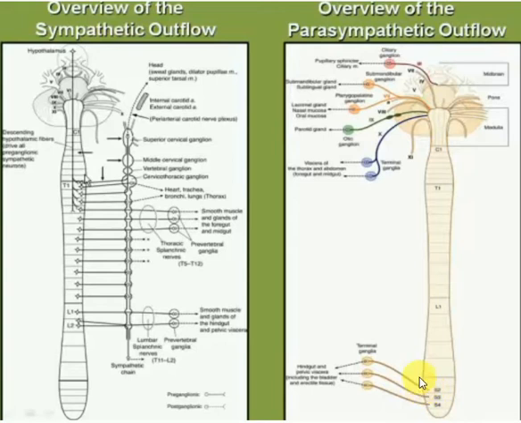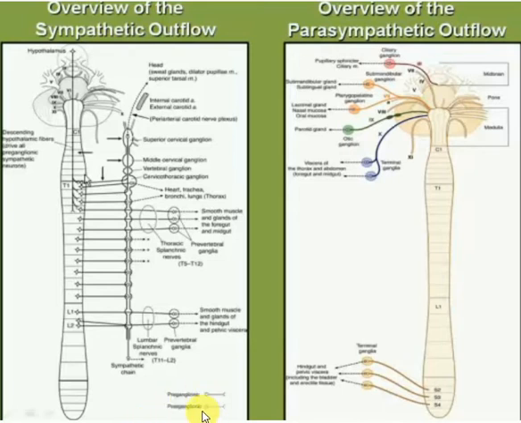That is why the parasympathetic outflow is called the craniosacral outflow, and the sympathetic outflow is known as the thoracolumbar outflow. So this is one of the main differences when we look at the location of the preganglionics. The first major difference.